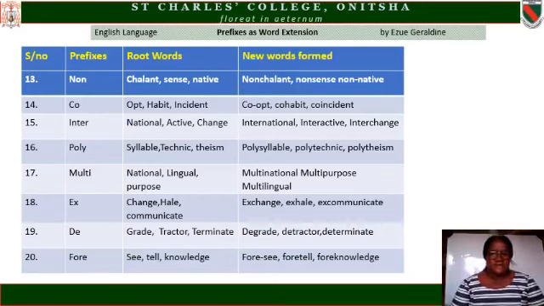So I believe you can now form your own words, as many as possible. This is how we develop our vocabulary. When we can use prefixes to form words, and in doing that, we develop our vocabulary.